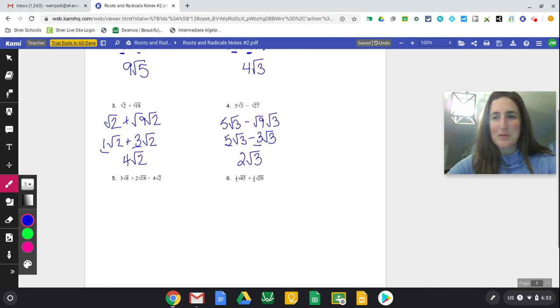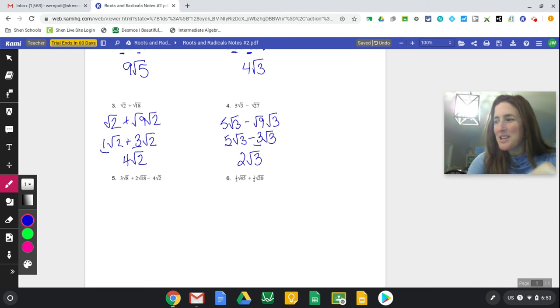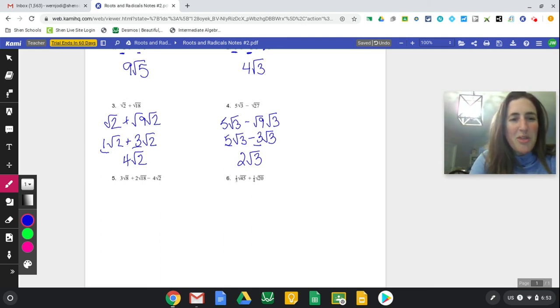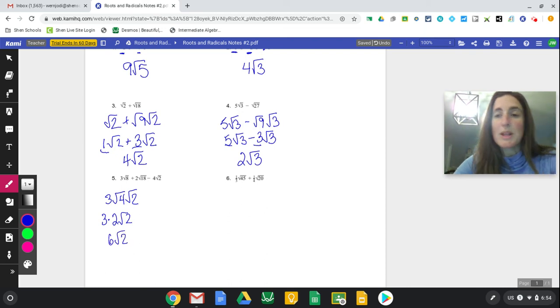Let's keep going. Now I've just got 3 radicals, but that's okay. I can do it. So I've got 3 radical 8. Well, the 8 is not simplified. 8 is 4 times 2. So that's 3 radical 4 radical 2. Now, there's a 3 outside there. He's going to multiply by this square root of 4, which is really a 2 radical 2. So this whole piece is now 6 radical 2, and that's just the first term in the problem.